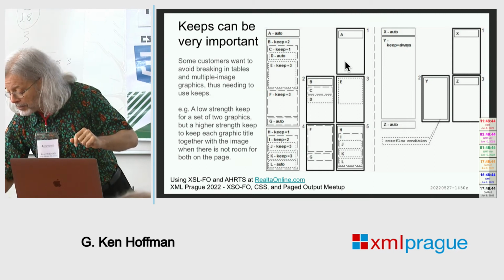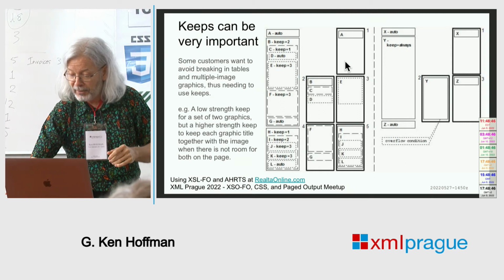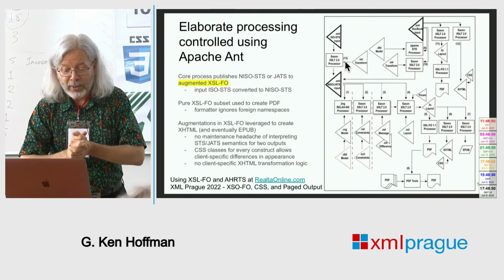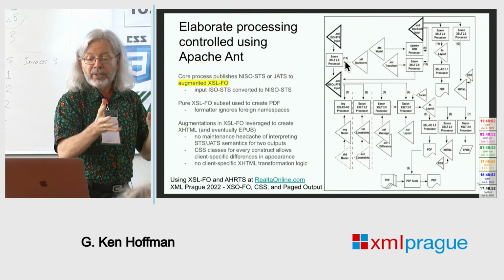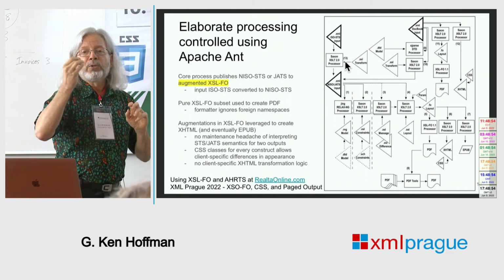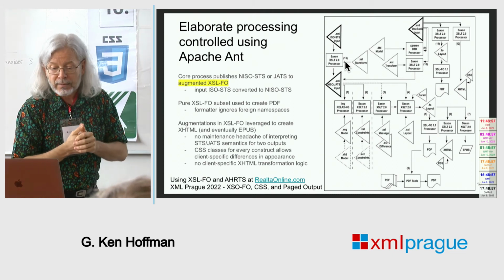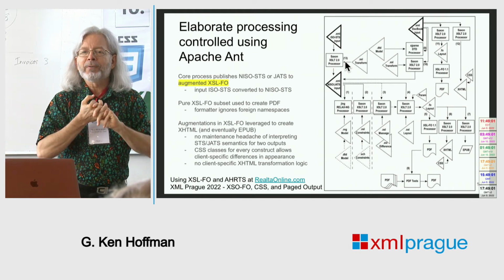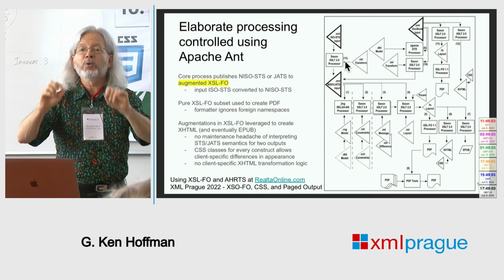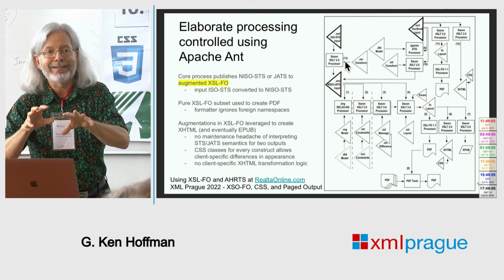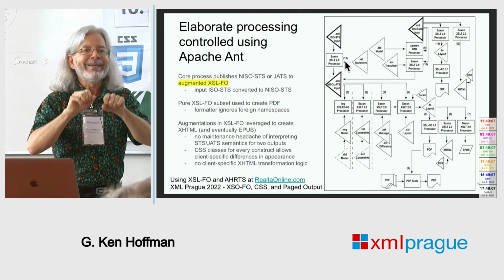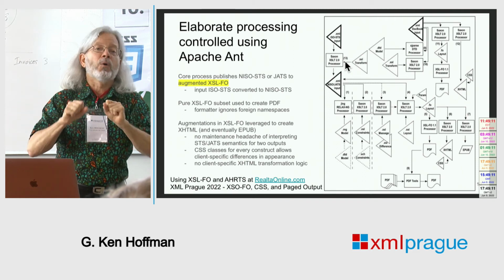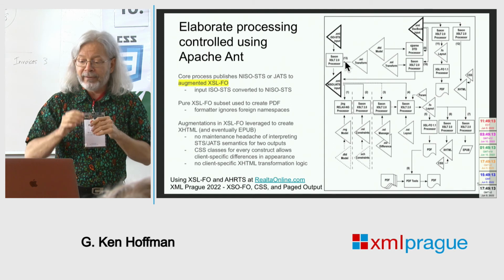I'm going to stop that and just finish up here. I'm going to go a little bit long, I apologize. Here's an interesting approach to produce the HTML for our clients. The nice thing about FO is that it is tolerant of foreign namespaces. You can throw into an FO instance information in namespaces other than FO, and it will be ignored. And I leverage that.